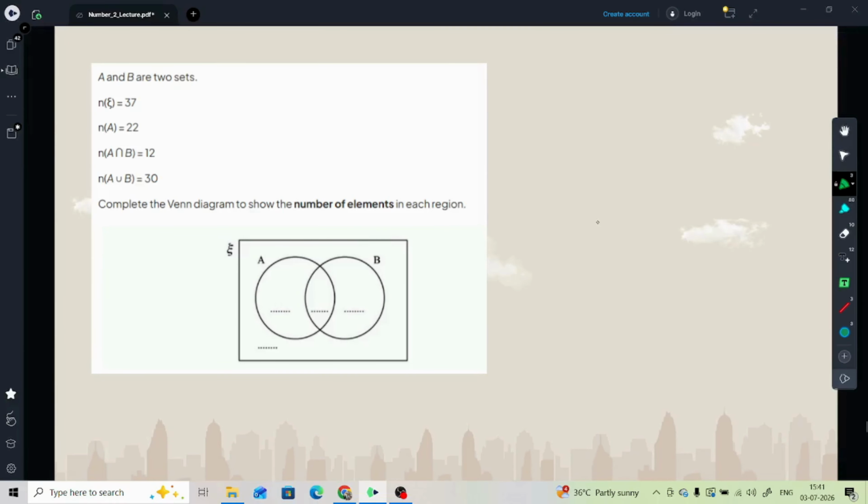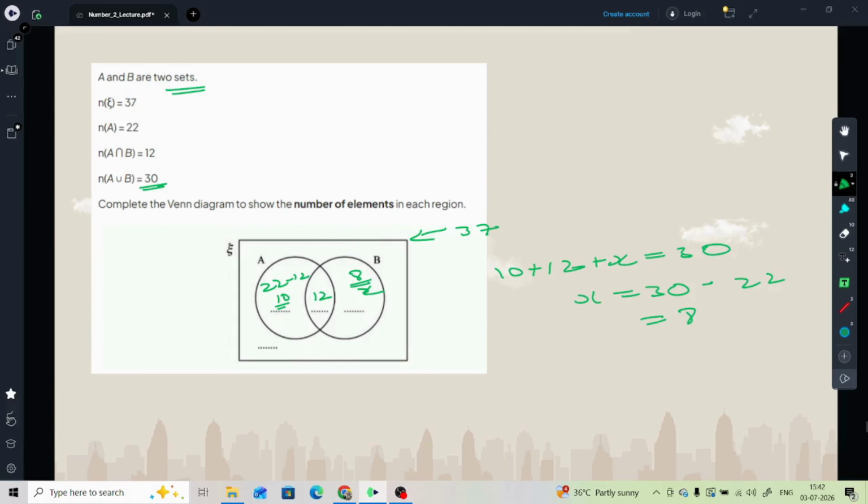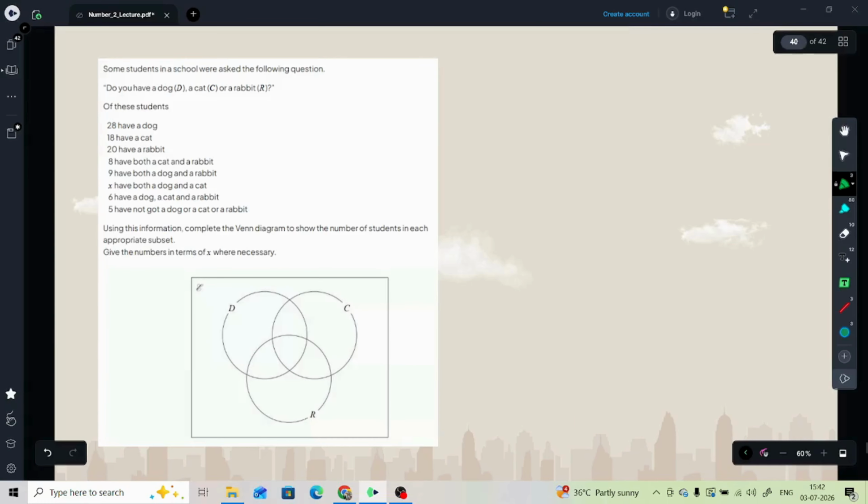And again these kinds of questions I think you will be able to do. A and B are two sets. The number of elements in the universal set is 37. The number of elements in A is 22 altogether. The common part is 12, and so this part will be how much? This will be 22 minus 12, that is 10. If this is 10, 12 and A union B is 30, so 10 plus 12 plus, let's say this is x, so 10 plus 12 plus x will be 30. So the value of x will be 30 minus 22, that's 8. So this should be it. Everything is very simple, I'm telling you.